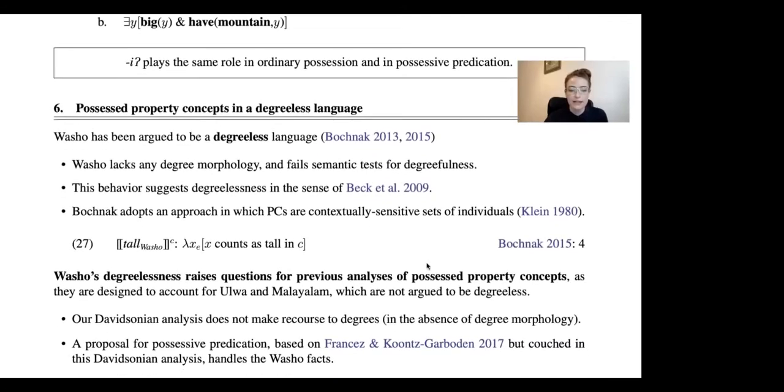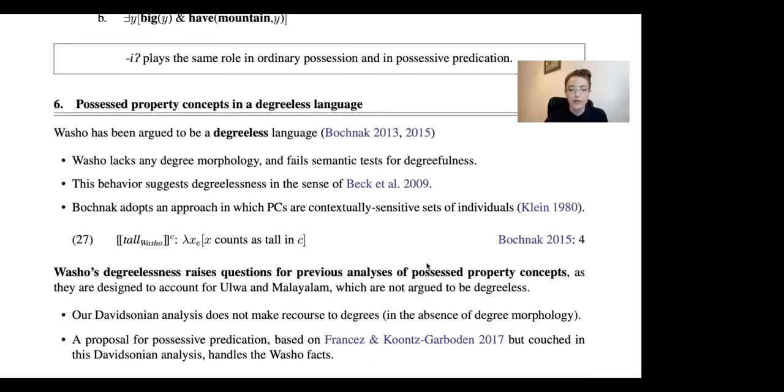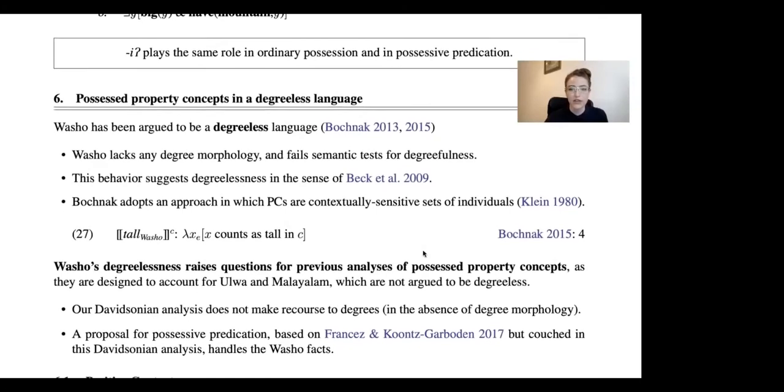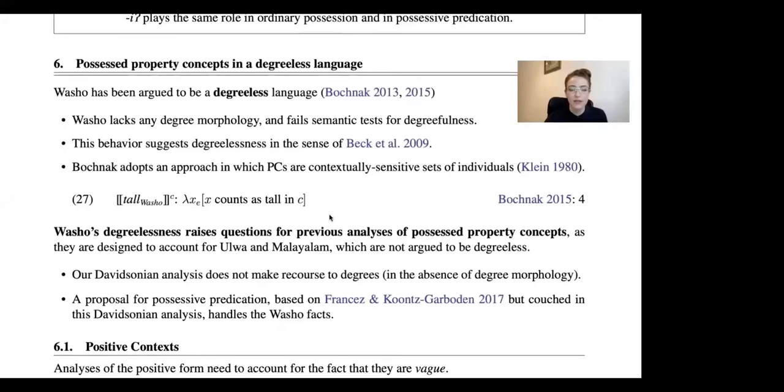So in his analysis, Bochnak adopts an approach in which property concepts are not degreeful, but are rather contextually sensitive sets of individuals, as alluded to in the introduction on the Kleinian account. So this means that what it means to be tall in Washo, as in 27, is simply to count as tall in the context.